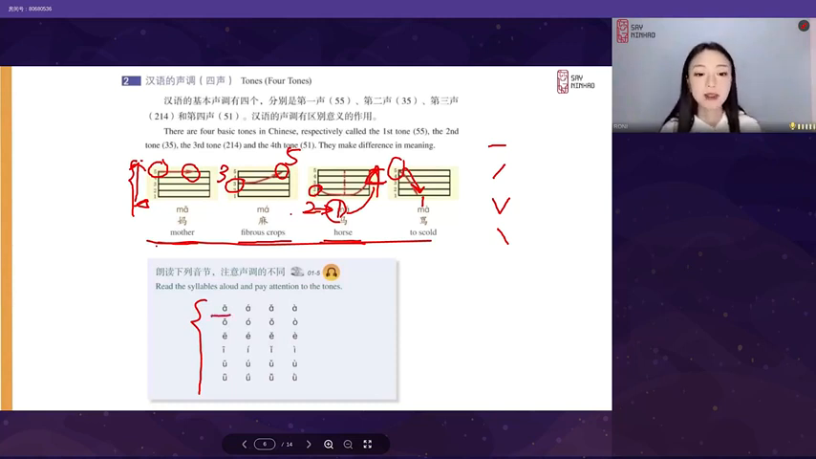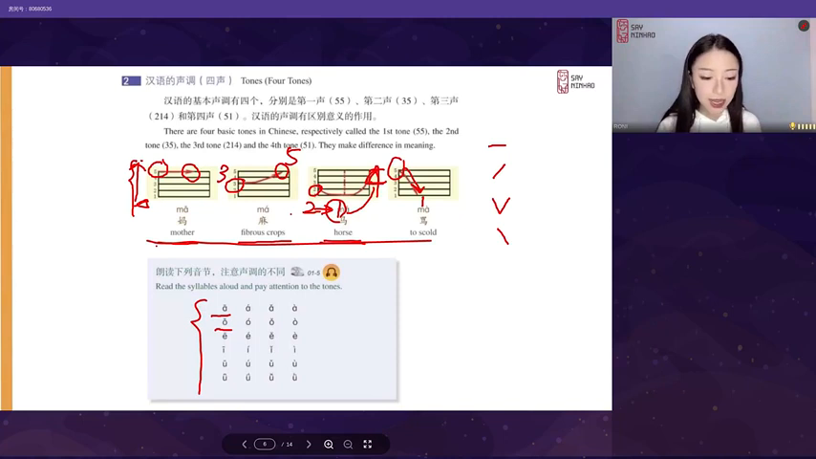Okay, read after me. First one is ah. Next one, second tone is ah, and third tone is ah, and the fourth tone is ah. The next is wo. Okay, try to read it. Wo. Next one is wo, second tone and third tone is wo, and fourth tone is wo.